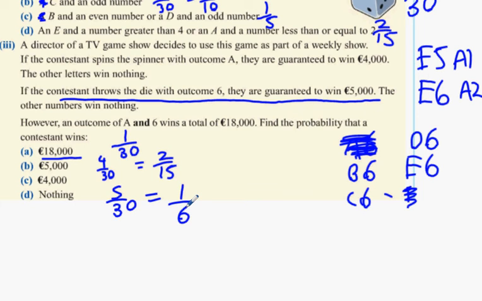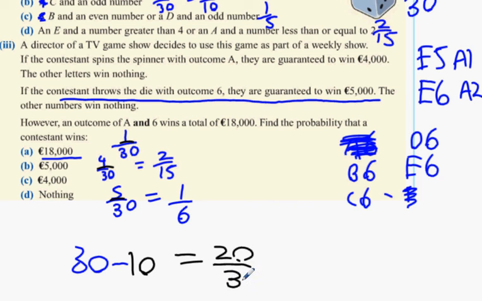How many ways can you win nothing? The last 3 answers are the answers for when you win stuff. So if we take them away from 30, we can find out when we don't win anything. So it's 30 take away 1, take away 4, take away 5, which is 30 take away 10, which is 20 out of 30, which is 2 out of 3.